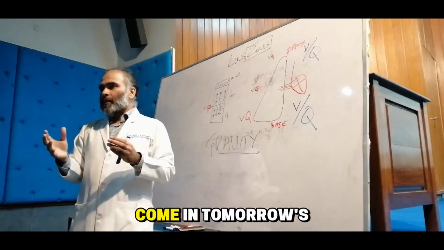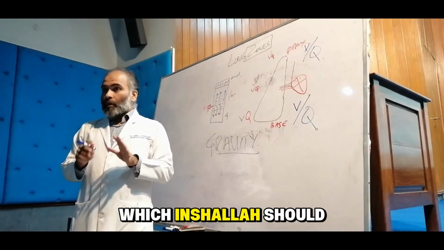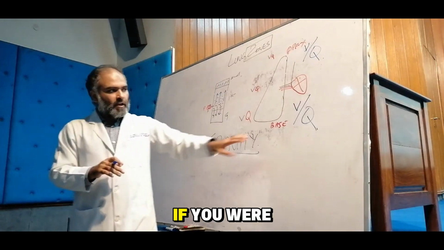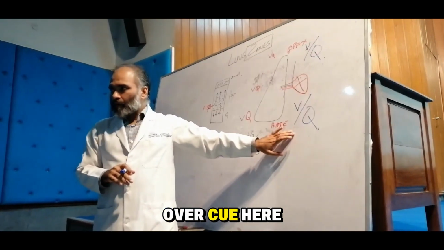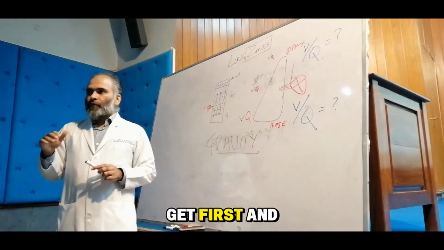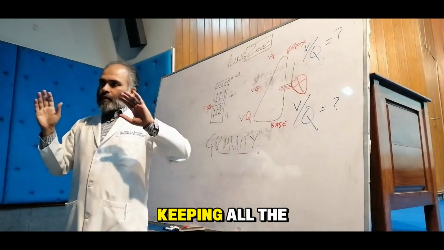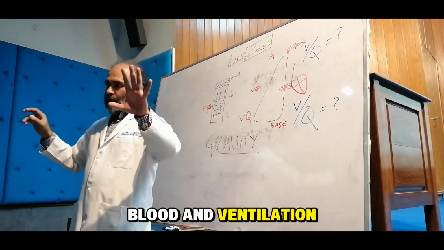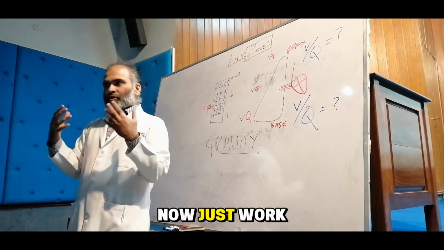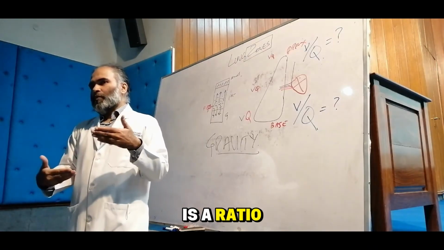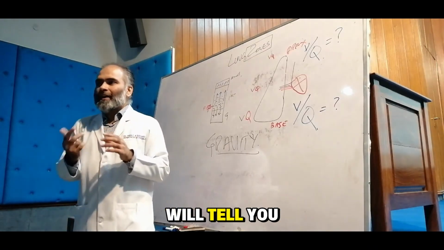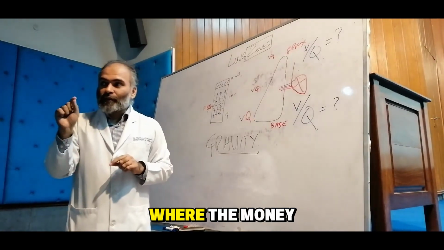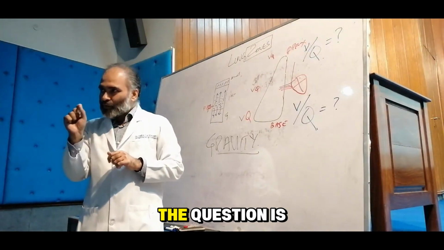Absolute clarification will come in tomorrow's lecture, which inshallah should start on time because we are short on time. If you were to calculate V over Q here, what would you get? First, just appreciate the question. Keeping all the gravity influences on blood and ventilation together, now just work out the ratio, because this ratio will tell you how they are behaving together, won't it? This is where the money is. This is where the question is.